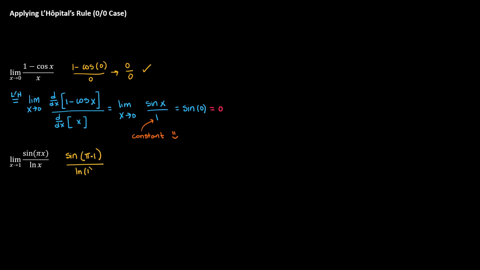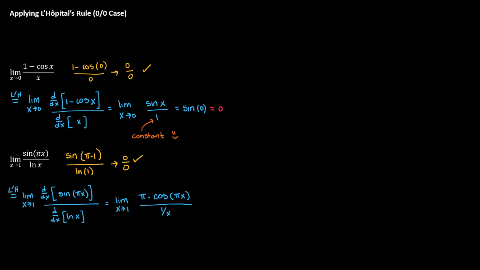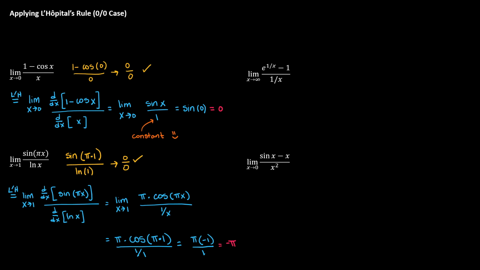Taking a look at our next one, we'll check to make sure that we have an indeterminate form for sine pi x over ln x, and we do. We have a 0 over 0 indeterminate form, so we'll apply L'Hopital's rule, differentiating the numerator function and the denominator function. Our limit now looks like pi cosine pi x divided by 1 over x, where x is allowed to approach 1. Direct substitution simplifies to give us the limiting value of negative pi. We got two more examples.